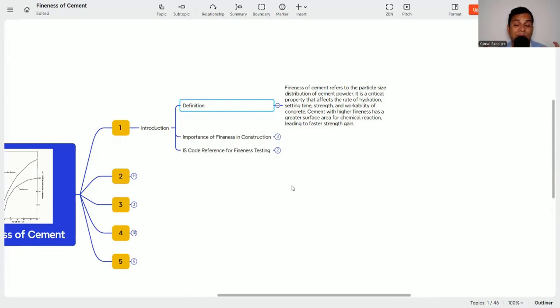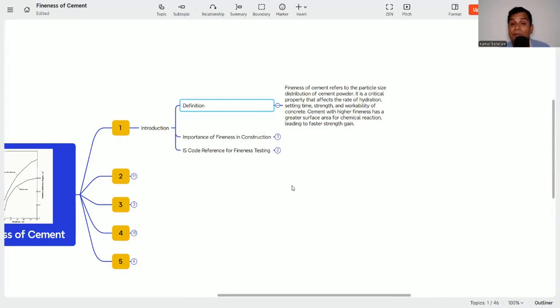How fine the cement particles are determines the heat of hydration, that is the rate of hydration and everything, because the reaction that takes place between water and the cement takes place on the surface of the cement. So if the surface area of the cement is more, that means the rate of hydration is more. If the surface area is less, the rate of hydration is less, and this surface area or specific surface area is called the fineness of cement.